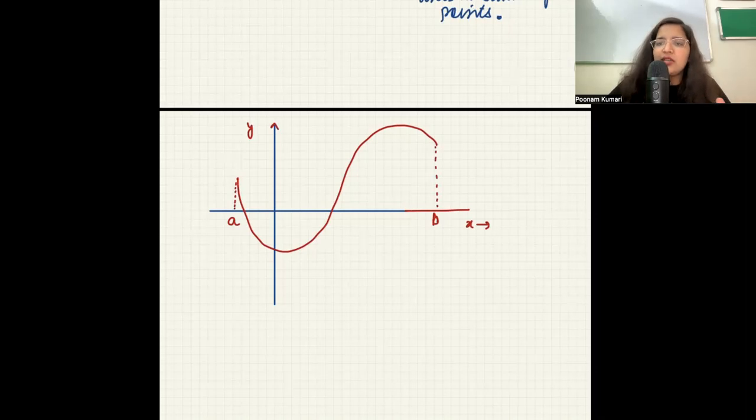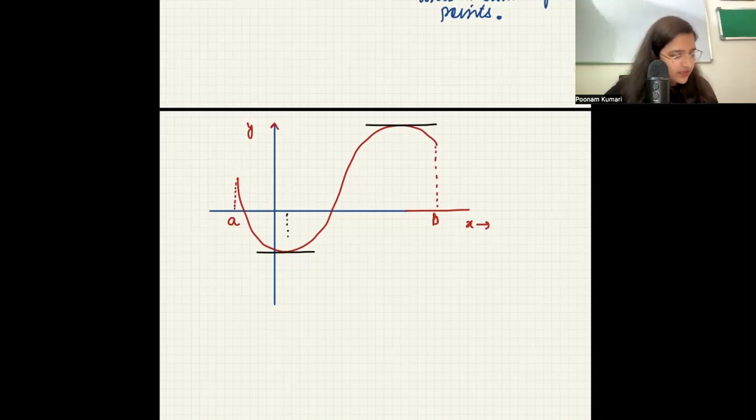So what is a stationary point? Stationary point is a point where your derivative value is 0. What does a derivative value 0 mean? When you draw a tangent, it should be parallel to your x-axis. Okay, that is what it means. So how many points do I see which are parallel to the x-axis in this particular diagram? One is here, right? This is parallel to x-axis. And one I see is here. This is also parallel to the x-axis.